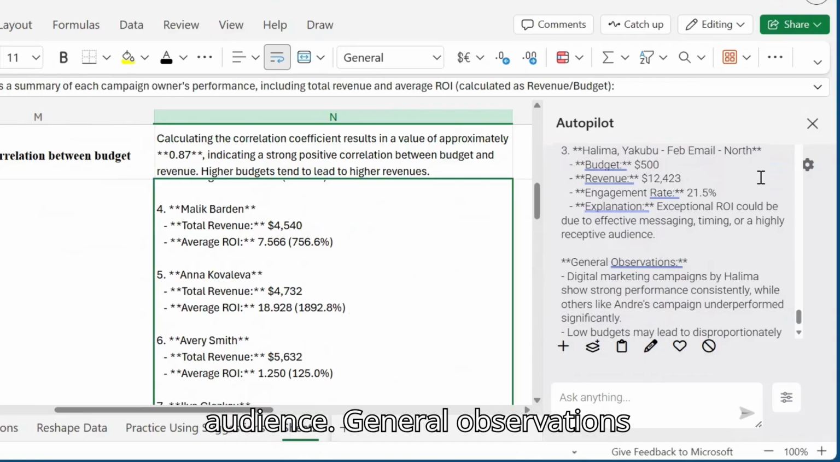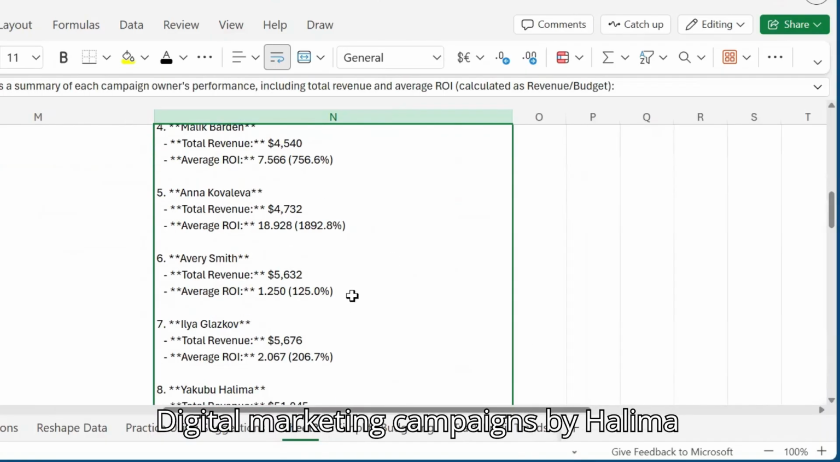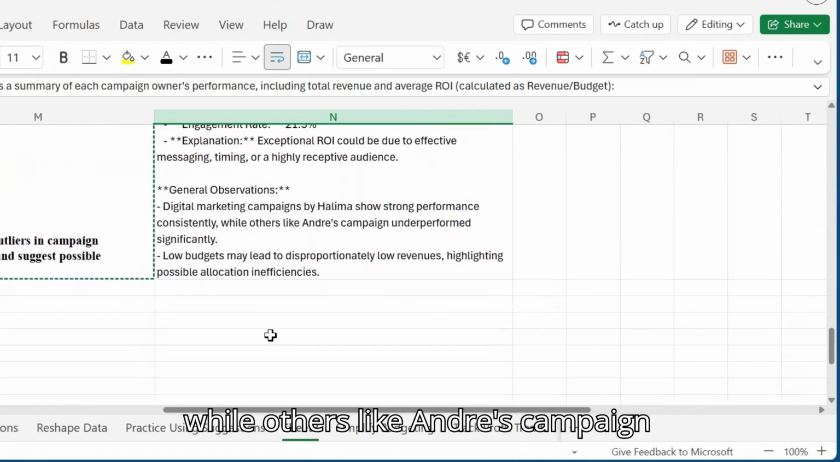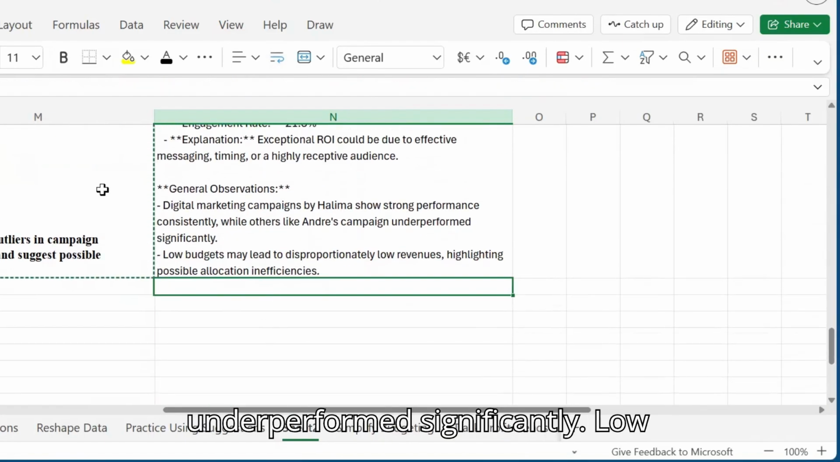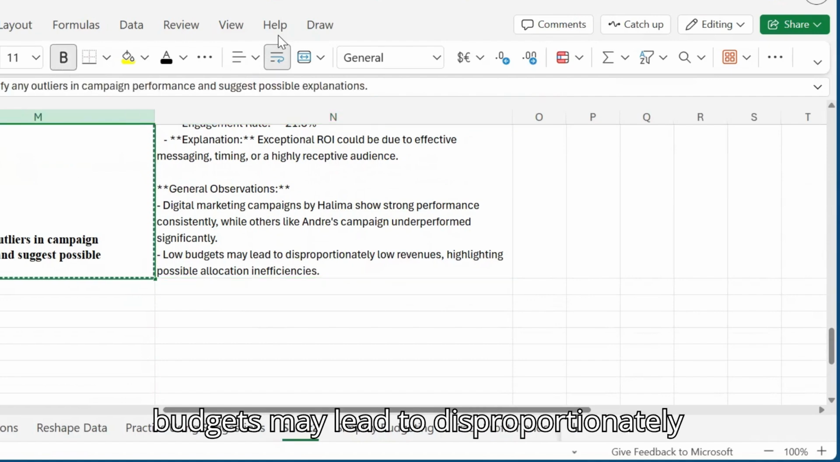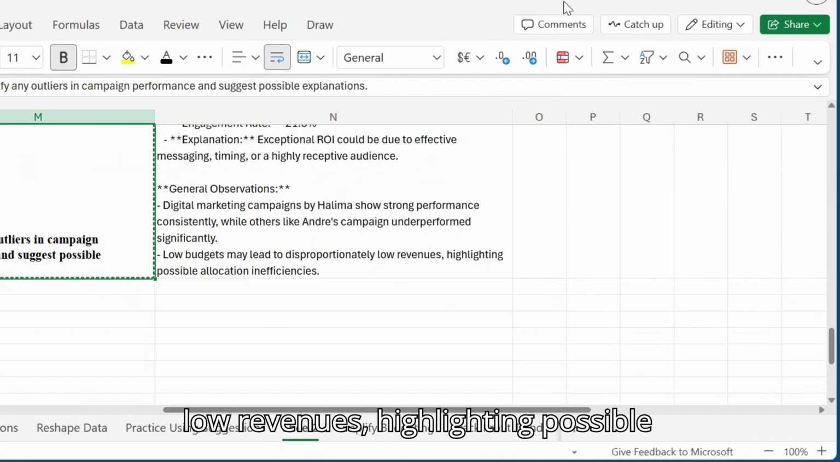General observations. Digital marketing campaigns by Halima show strong performance consistently, while others like Andre's campaign underperformed significantly. Low budgets may lead to disproportionately low revenues, highlighting possible allocation inefficiencies.